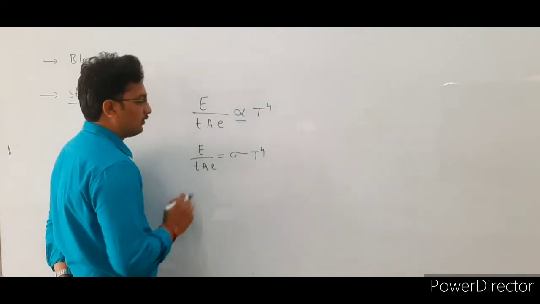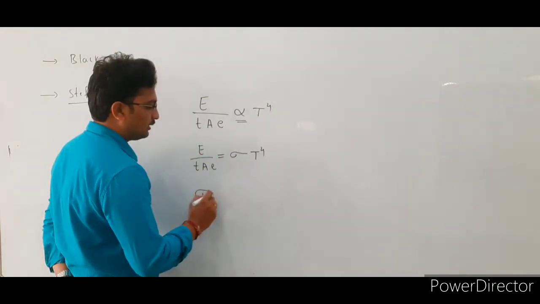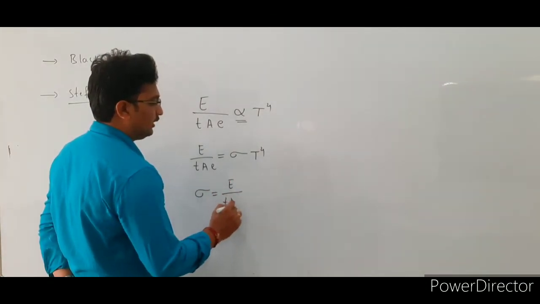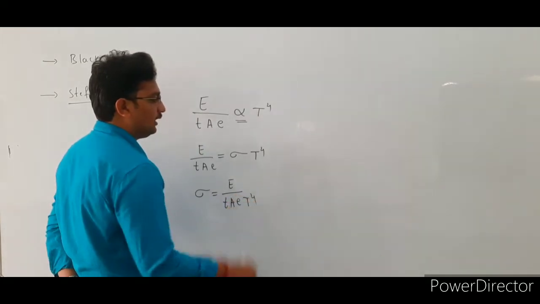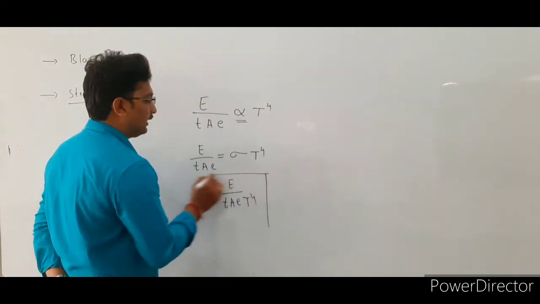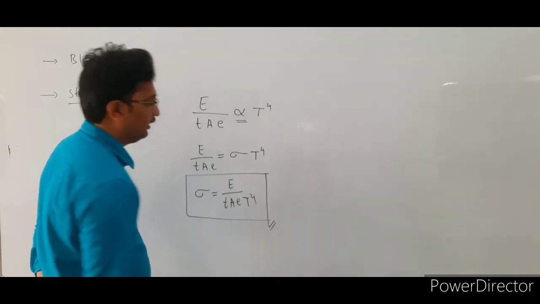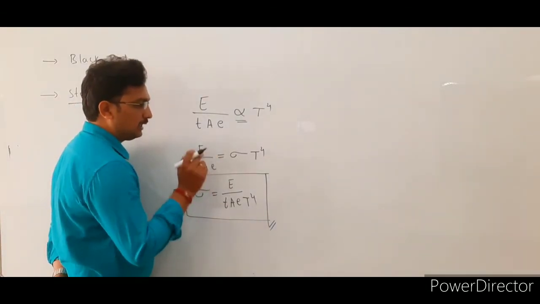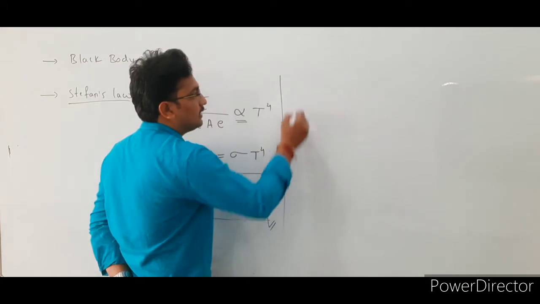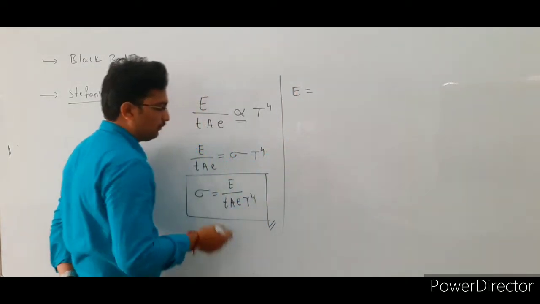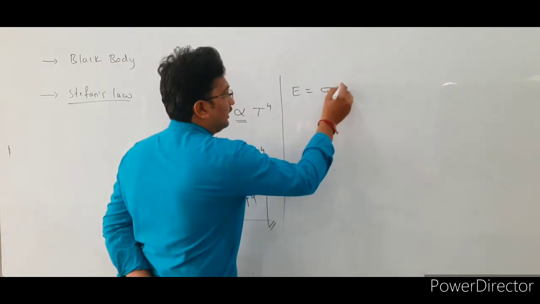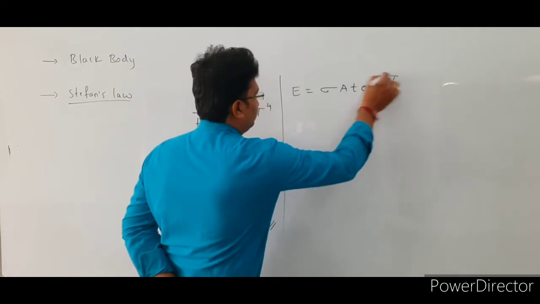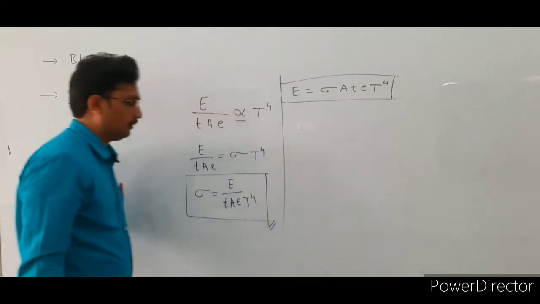Okay. The next one, from this relation, what is the expression to calculate the sigma here? Sigma is equal to energy radiated divided by time into area into emissive power into T to the power of 4. So this expression we use to calculate the sigma value. Okay. The next one, from this relation, what is the expression to calculate the energy radiated? So that is E is equal to sigma into area into time into emissive power into T to the power of 4.